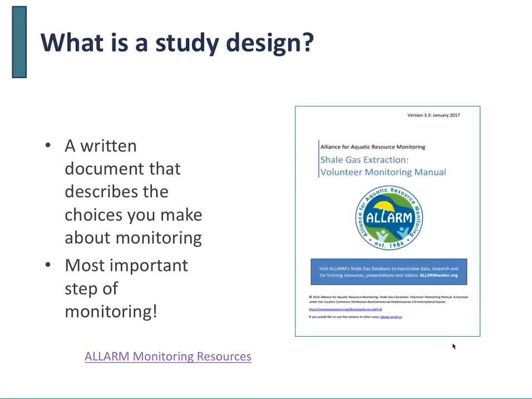So let's hop into what is a study design. A study design is a written document that describes the choices you make about monitoring. And we say it is the most important step of monitoring at ALLARM. So like you saw on that wheel before, it's the who, what, where, whys of your monitoring program.